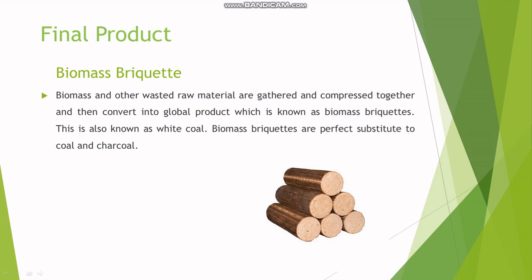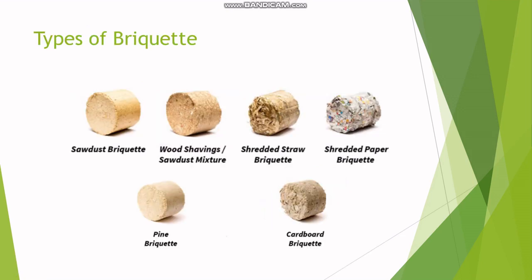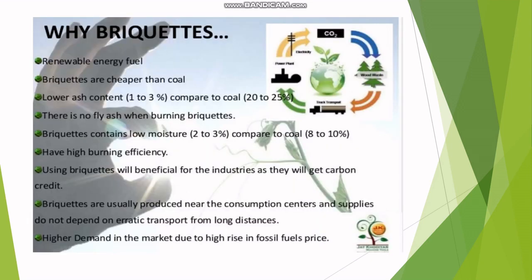Biomass briquettes are made by gathering and compressing raw materials and are also known as white coal. These biomass briquettes are the perfect substitute for coal and charcoal. Types of briquette: briquettes are made using several raw materials such as sawdust briquette, wood shaving briquette, shredded straw briquette, shredded paper briquette, pine briquette, and cardboard briquette. Why briquette? The question arises. These briquettes are a renewable energy source. They are cheaper, have lesser ash content, high calorific value, high burning efficiency, etc.